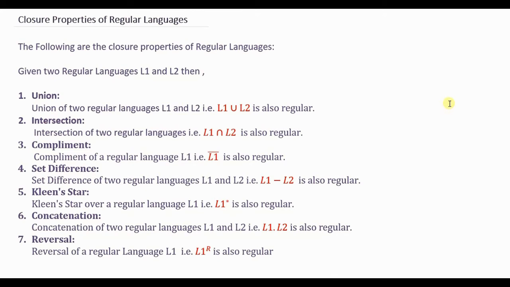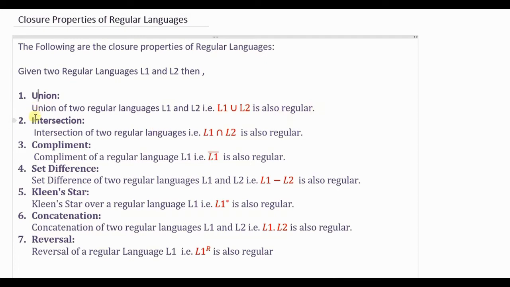Today we are going to discuss the closure properties of regular languages. Now these regular languages exhibit certain closure properties. In fact, there are 7 closure properties that we are going to see today. If we are given two regular languages L1 and L2, then the first property says the union of two regular languages, that is L1 union L2, is also regular.